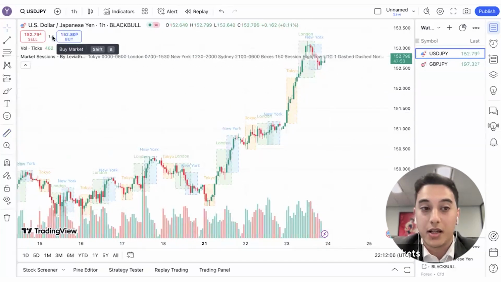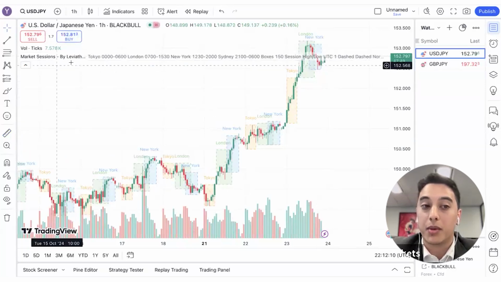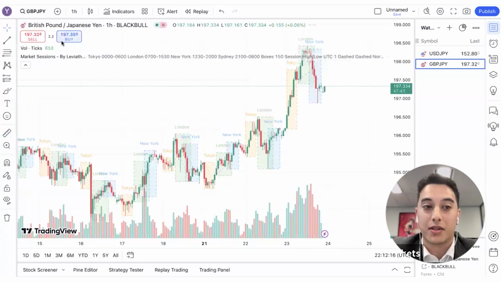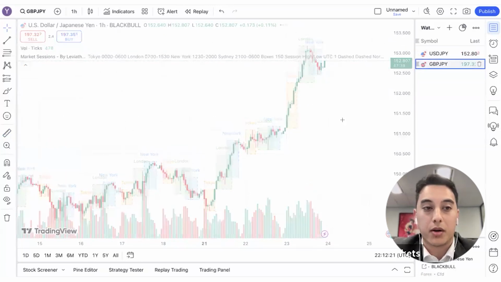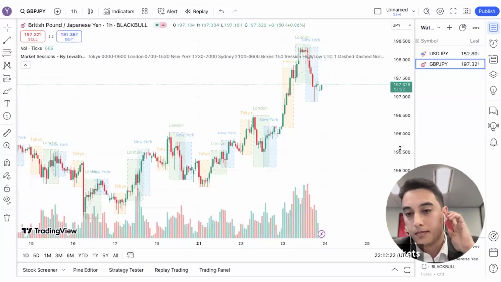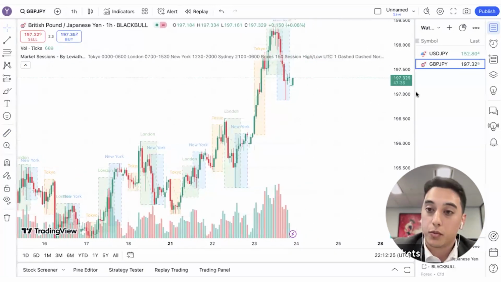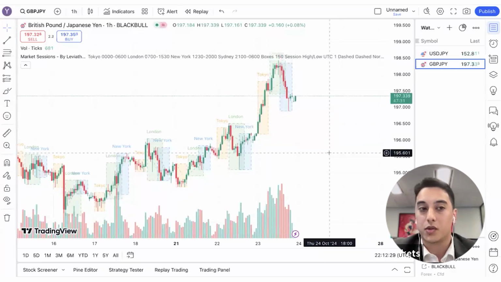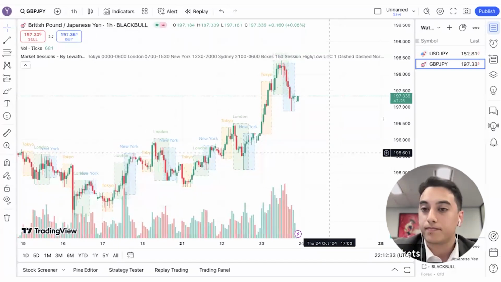On Blackbull, the spread here is 1.4 on the dollar yen on a standard account. On a prime account, this would be 1 pip less, so it'd be 0.5 to 0.7. On the British pound, it's about one pip more. So it's really up to you to decide if it's worth the extra volatility, if it's worth the extra pip that you're paying when you're getting in and out of the trade.